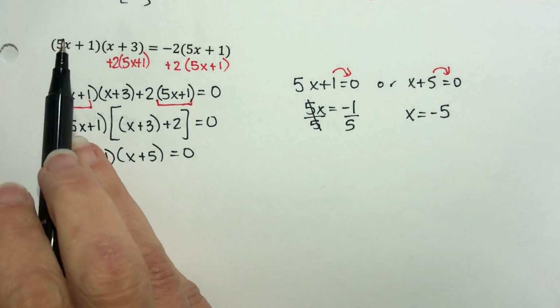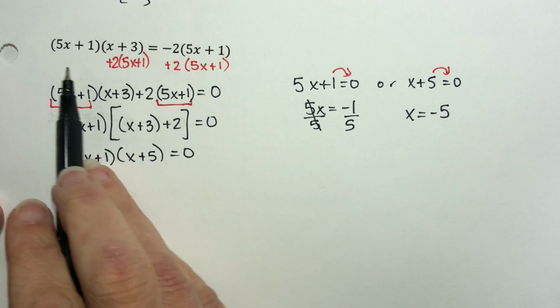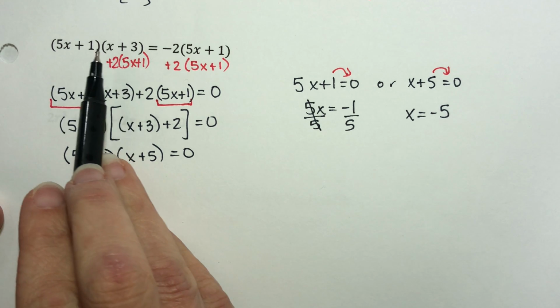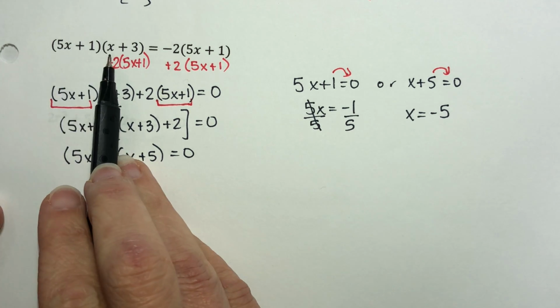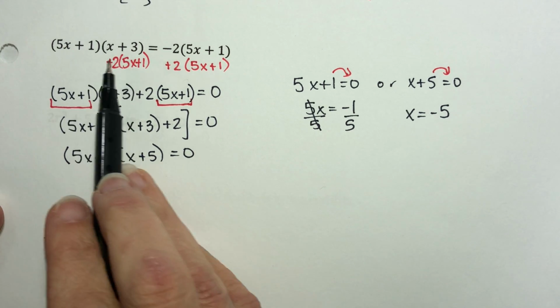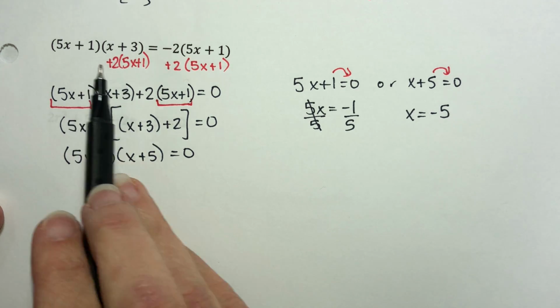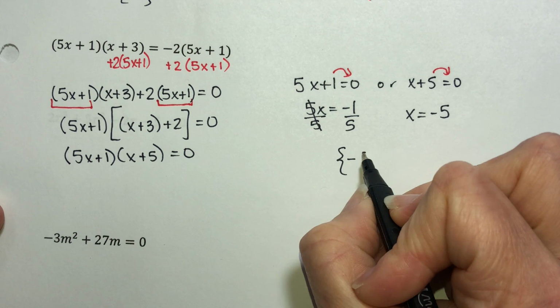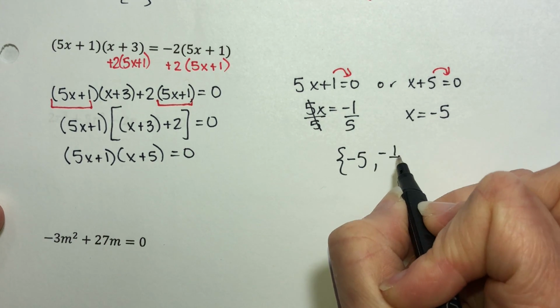We expected 2 answers because you decide your degree as if everything were multiplied out. If you think of distributing here, you're going to get 5x times x, that's going to give you 5x squared. That's going to be your largest exponent, which means you should have 2 answers, and we do. We have negative 5 and negative 1/5.